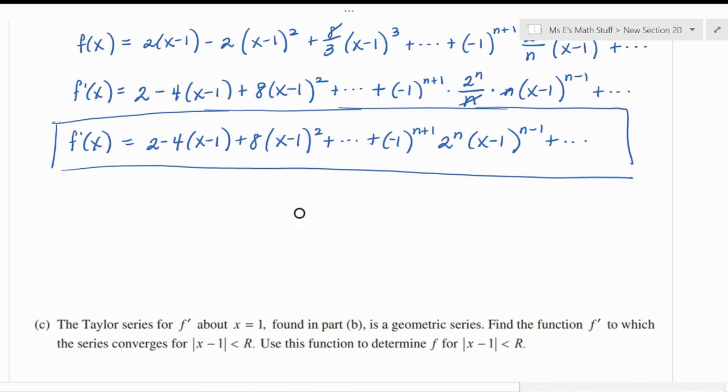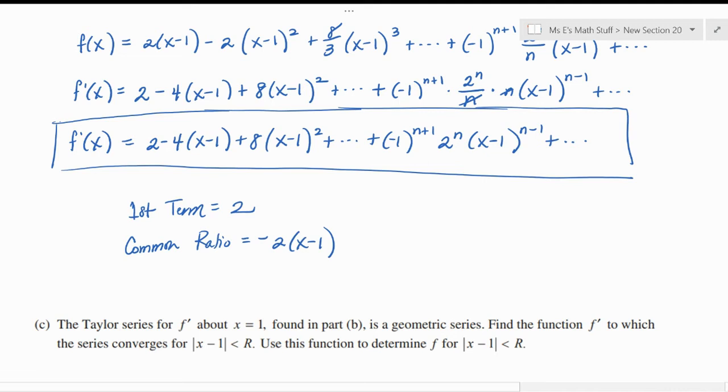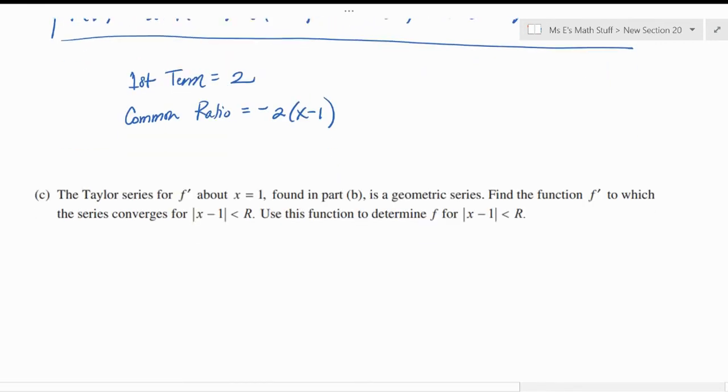So I'm just going to go back up here and notice f prime of x, if you look at this, it's geometric. What is your first term? It's 2. So first term. What's your common ratio? It looks like they're multiplying by -2 times the quantity x minus 1 every time. There you go. All right, so what does that mean?